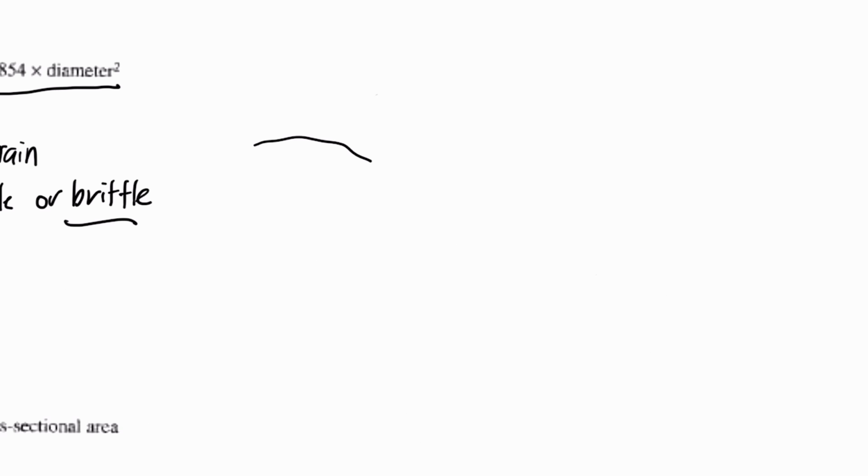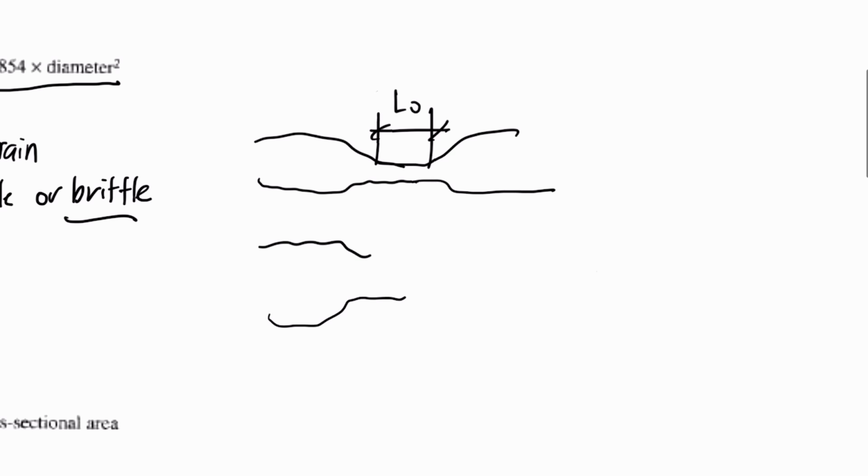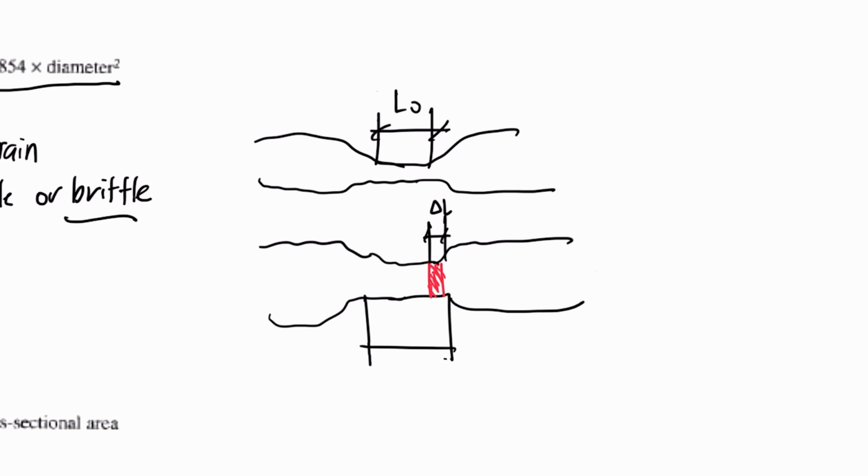So to illustrate that, this is the original gauge length, L sub O for example. Then this may be the change in length. Call that as delta L. Then this entire length you see here is the final gauge length, or L sub F or LF. So that's how the percent elongation looks when you test the specimen.